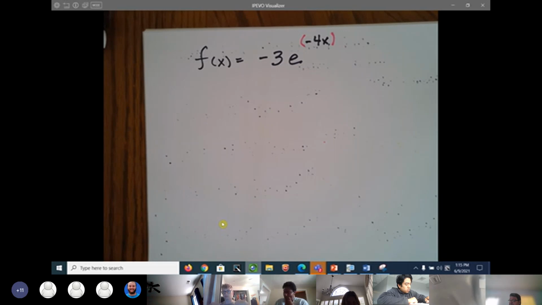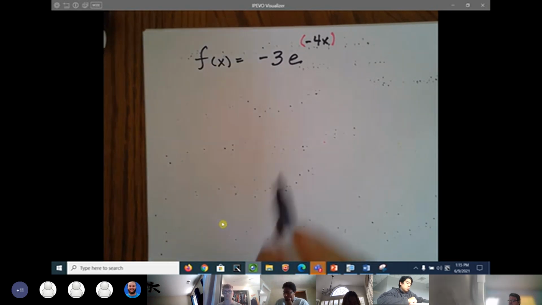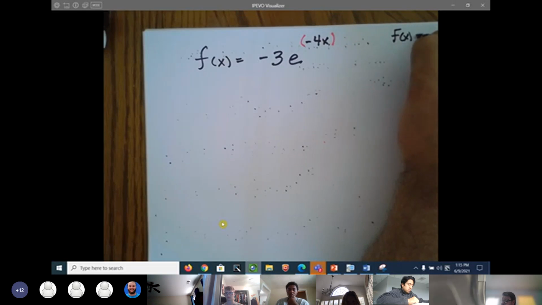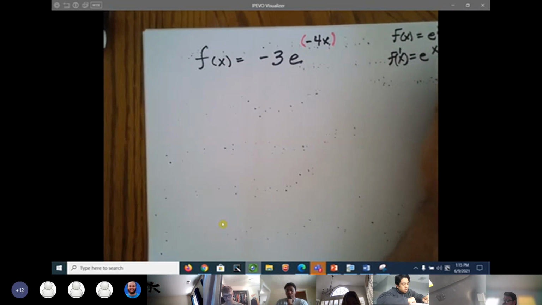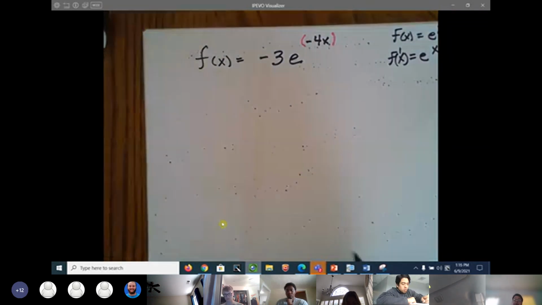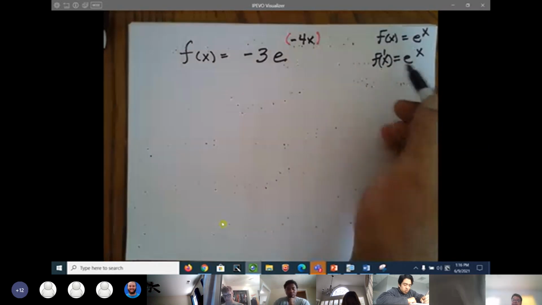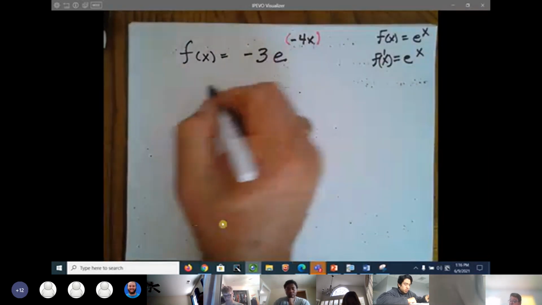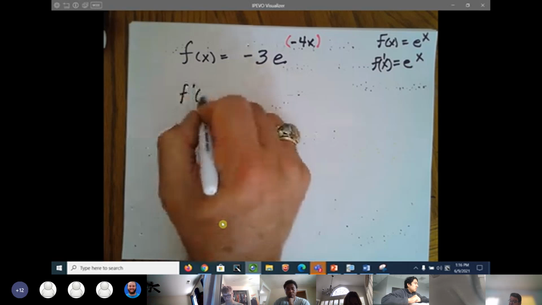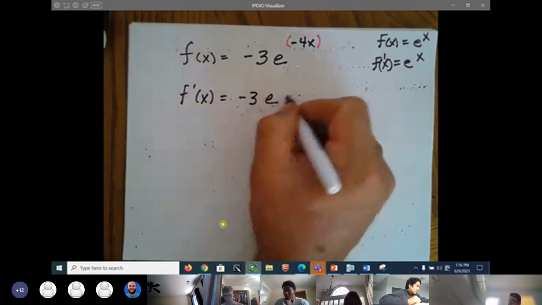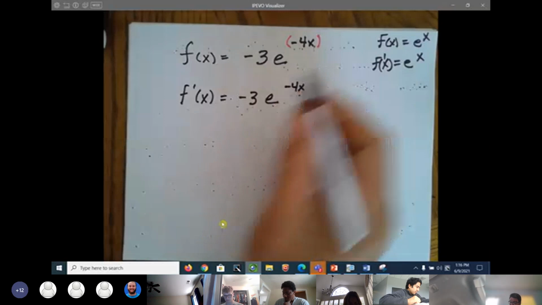Now, the derivative of e to the x: if f of x is equal to e to the x, then f prime of x is equal to e to the x. So you don't use the power rule or anything to take the derivative of e to the x. You just rewrite it. So f prime of x is equal to negative 3 e to the negative 4x.